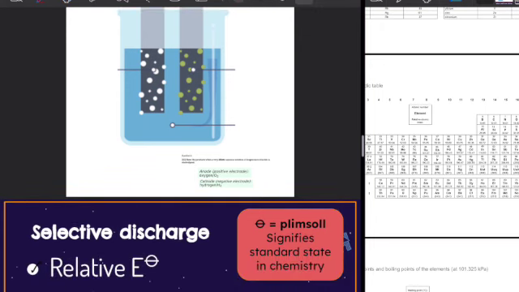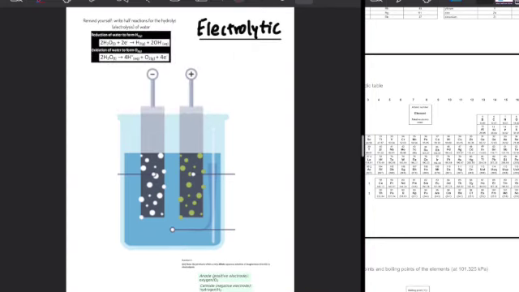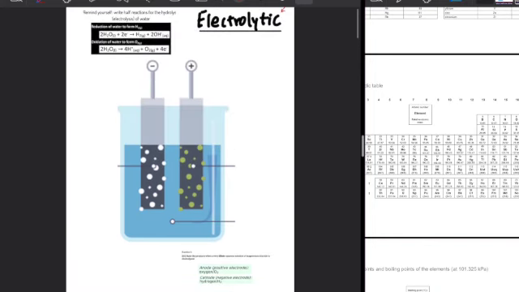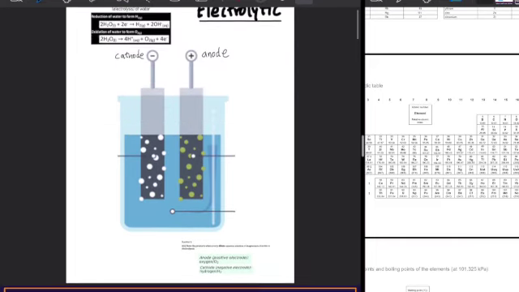This is a topic in one of the parts of topic 19, and it's the HL redox material you need to know about electrolytic cells, or one of the things you need to know about electrolytic cells. Selective discharge deals with the fact that at an anode and cathode in an electrolytic cell, so notice positive anode, negative cathode, and electrolytic, we have multiple reactions that can occur.